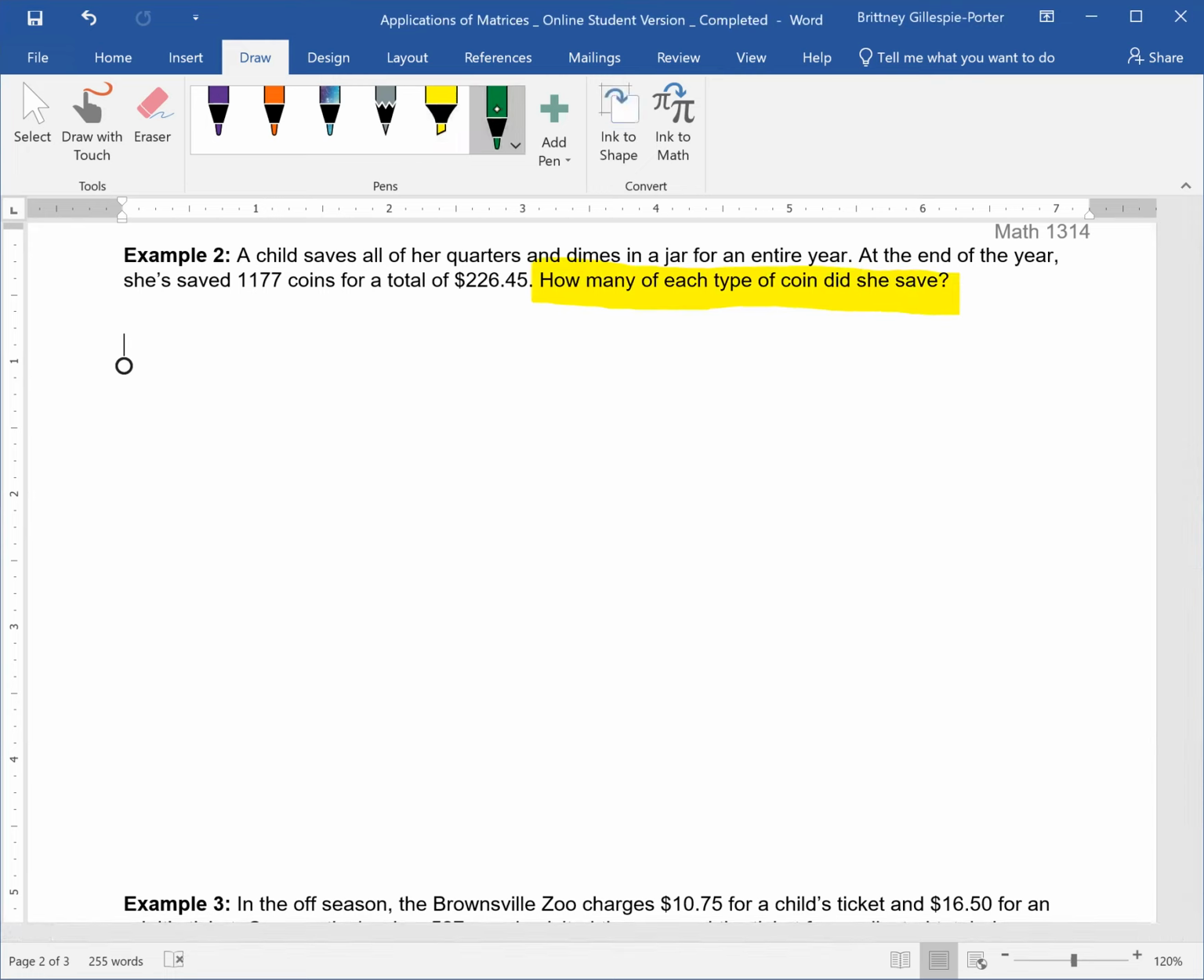So they just told us what we're being asked to find. You can use Q and D if you want for quarters and dimes. That's what I tend to do, but my students lately have been feeling more comfortable with using X and Y. So that's what I'm going to do. X is going to be my number of quarters, and I'm going to let Y be the number of dimes.